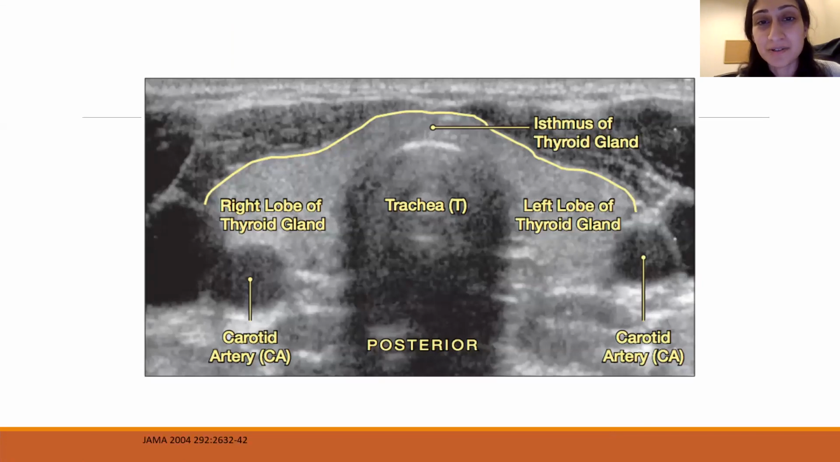This is just an axial view of how you would see a thyroid on ultrasound. So you would see the isthmus of the thyroid in the middle here, right in front of the trachea, and then the right and left thyroid lobes.